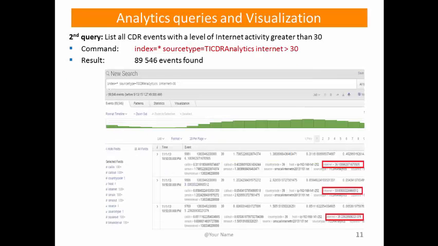Now, in the second query, I will analyze the number of internet activities that were greater than 30. And we found out that there were almost 90,000 internet access activities that were higher than 30.